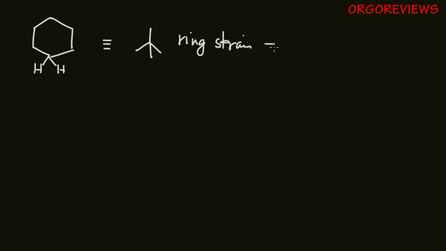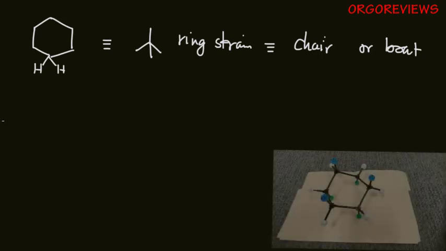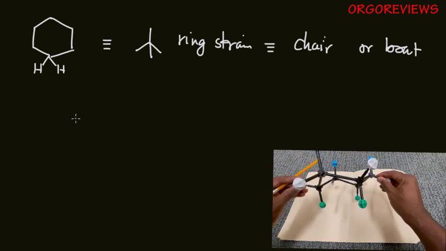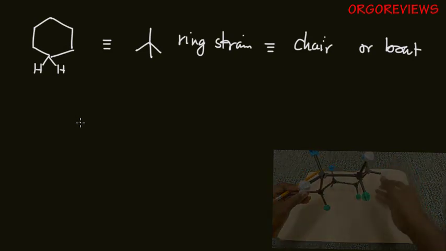The only way to release this strain when you put all the 6 carbons in a ring is for the structure to adopt what we call a chair conformation or a boat conformation. So we're going to take a look at what each one of these means. Looking at the structure as you have in a model kit, you can clearly see that the cyclohexane structure can be put into what we call a chair conformation.